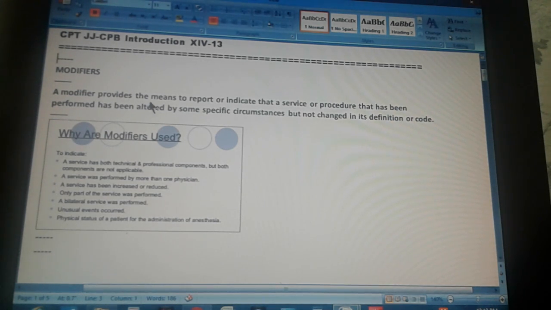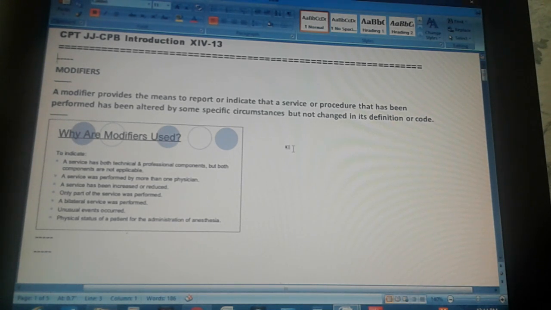A modifier provides the means to report or indicate that a service or procedure that has been performed has been altered by some specific circumstances, but not changed in its definition or code. Right. So you use a modifier to say that there's been a little change in the procedure. Not a big one that changes the whole procedure, but just little details on the procedure. That's what you use modifiers for.